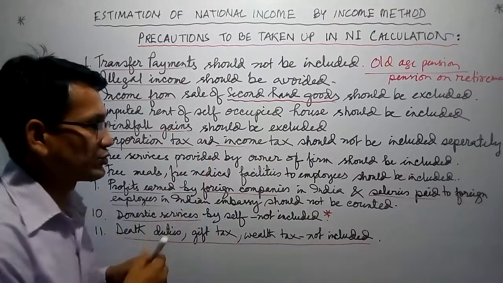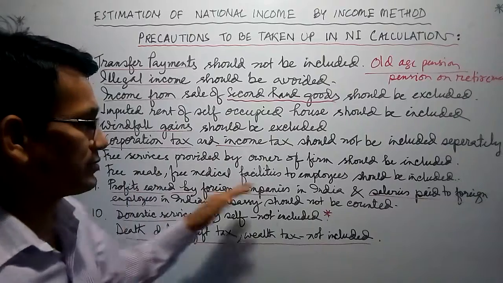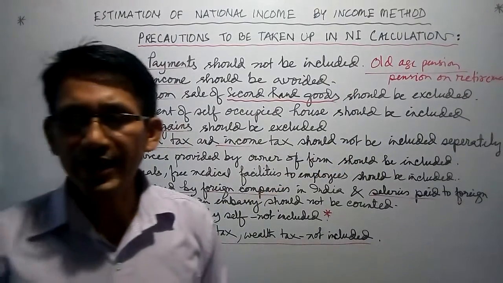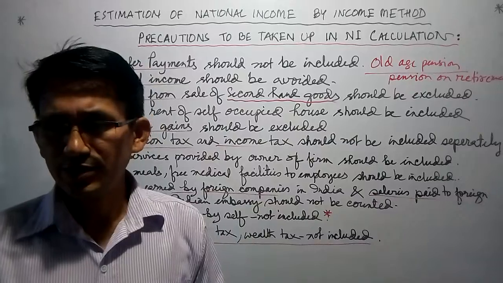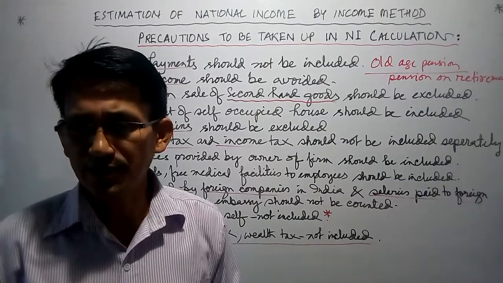Then our next point is corporation tax and income tax, whether they will be included or excluded. Actually they should not be included. Corporation tax is a part of profit. It should not be separately included in the national income.